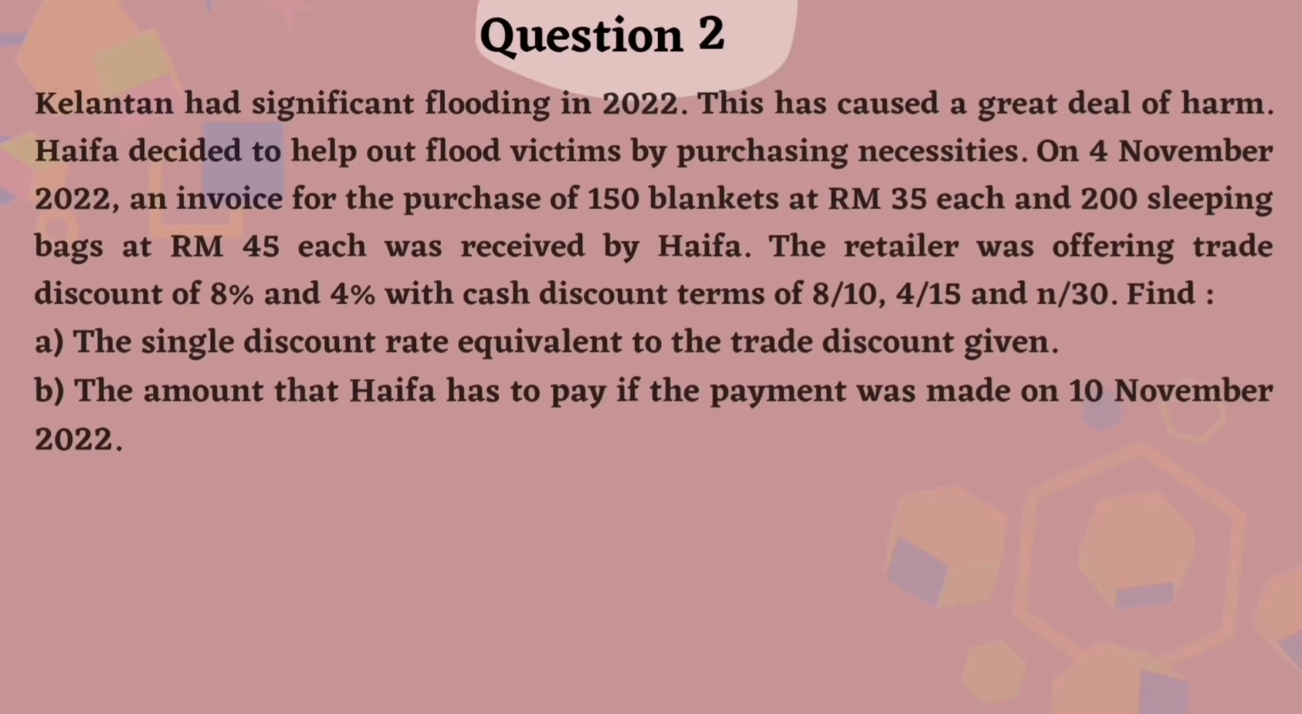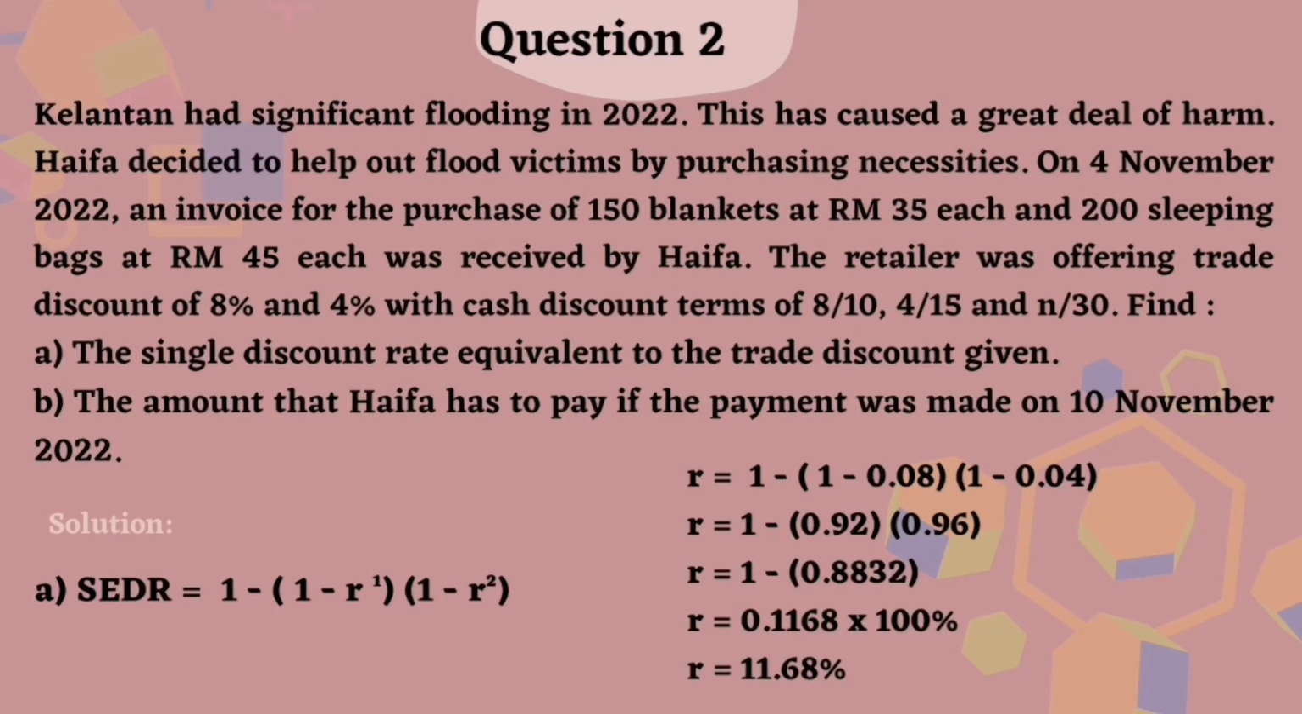Next, question 2. Kelantan had significant flooding in 2022. This has caused a great deal of harm. HIFO decided to help out flood victims by purchasing necessities. On 4 November 2022, an invoice for the purchase of 150 blankets at RM 35 each and 200 sleeping bags at RM 45 each was received by HIFO. The retailer was offering trade discounts of 8% and 4% with cash discount terms of 8% within 10 days and 4% within 15 days and net 13. Find A, the single discount rate equivalent to the trade discount given. B, the amount that HIFO has to pay if the payment was made on 10 November 2022.